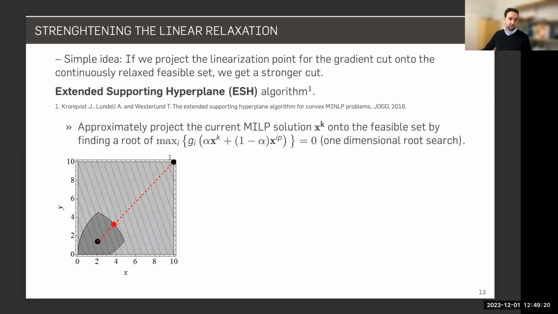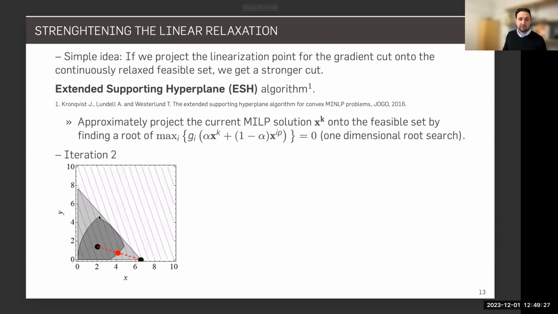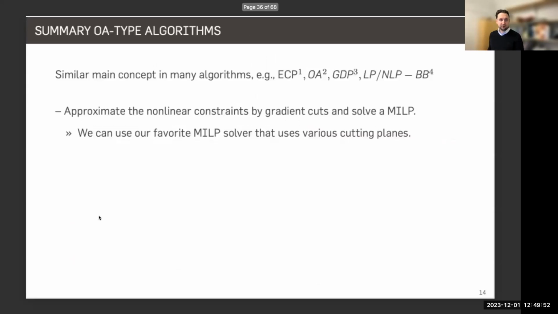So now if we perform this root search, find a point here on the boundary, and then add a gradient cut, we get a supporting hyperplane to the continuously relaxed feasible set. This is a much stronger cut than we saw before, and we can repeat this procedure. Okay, we have been able to obtain stronger cuts, but we should always ask ourselves, is this the best we can do? Are these the best cuts that we can use for solving these types of problems? And I will come back to this question in a few slides.